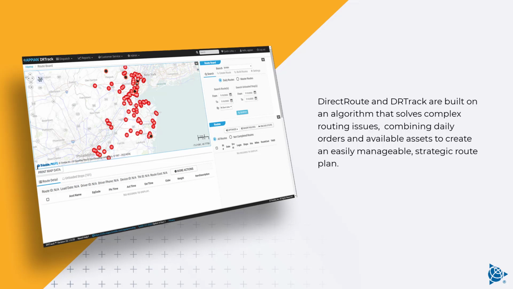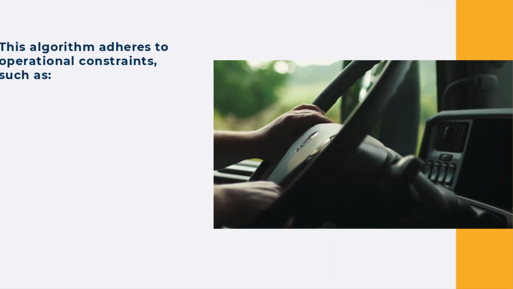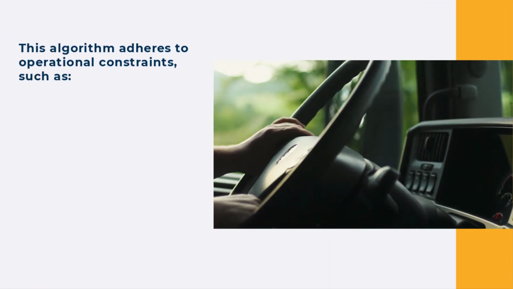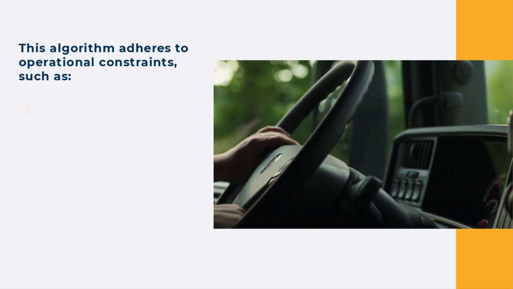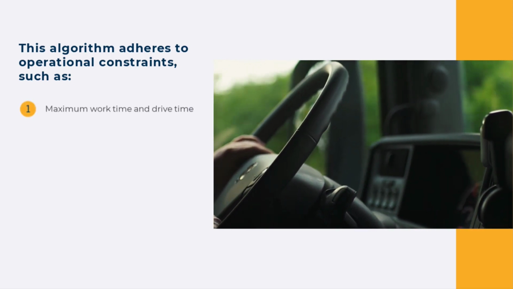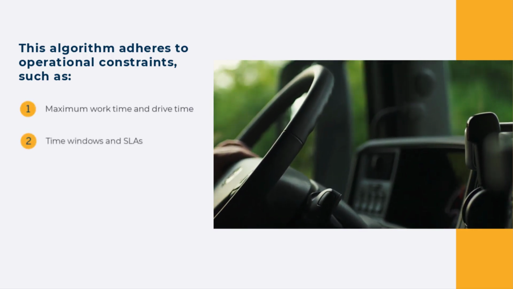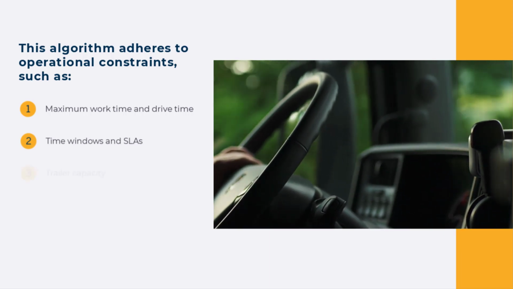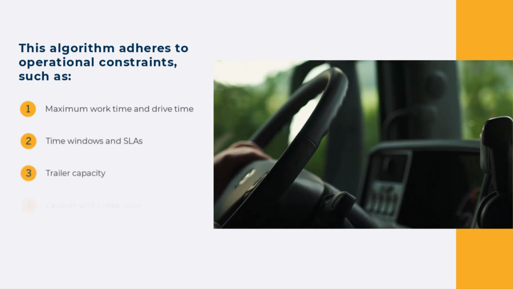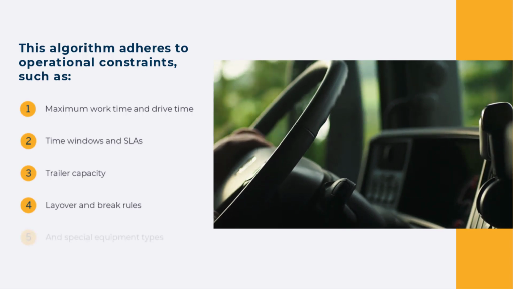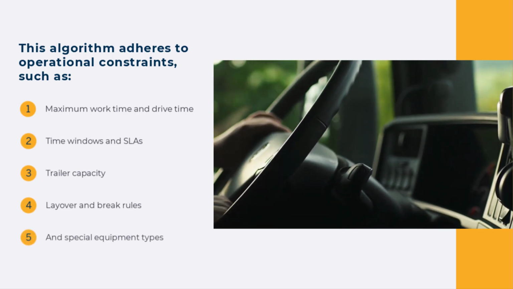DirectRoute and DRTrack are built on an algorithm that solves complex routing issues, combining daily orders and available assets to create an easily manageable strategic route plan. This algorithm adheres to operational constraints such as maximum work time and drive time windows and service level agreements, trailer capacity, layover and break rules, and special equipment types.